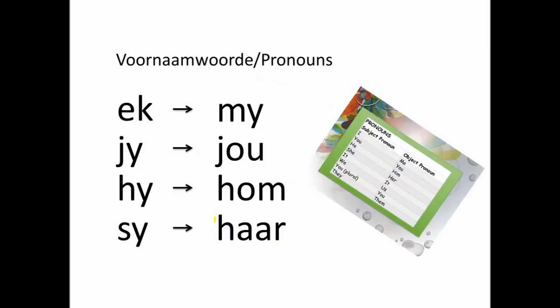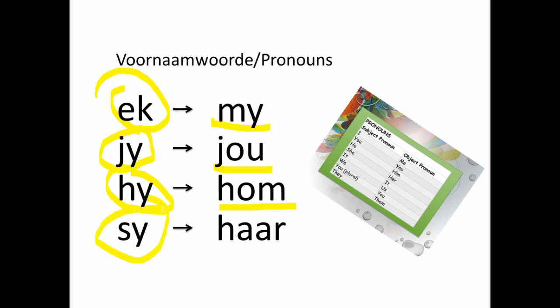So for instance, if the sentence has ek, it will have to change to my in your new Lydende vorm sentence. If it has jy, it will have to change to jou. Hy changes to hom. Sy changes to haar.